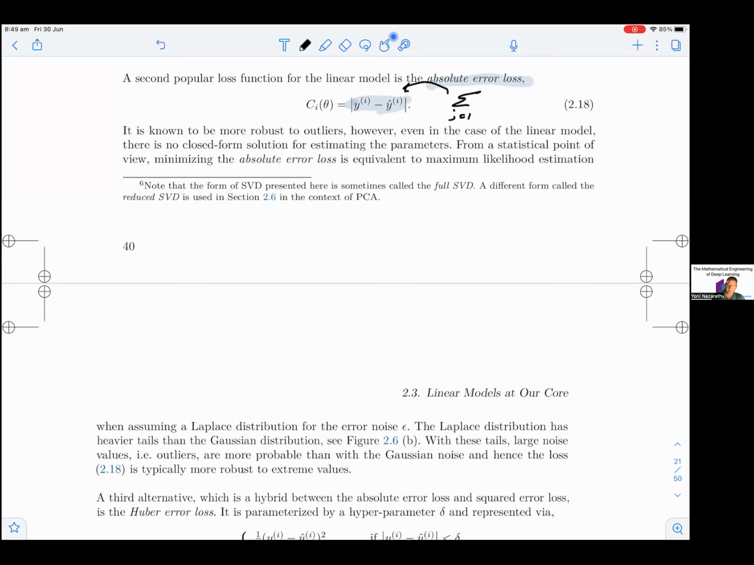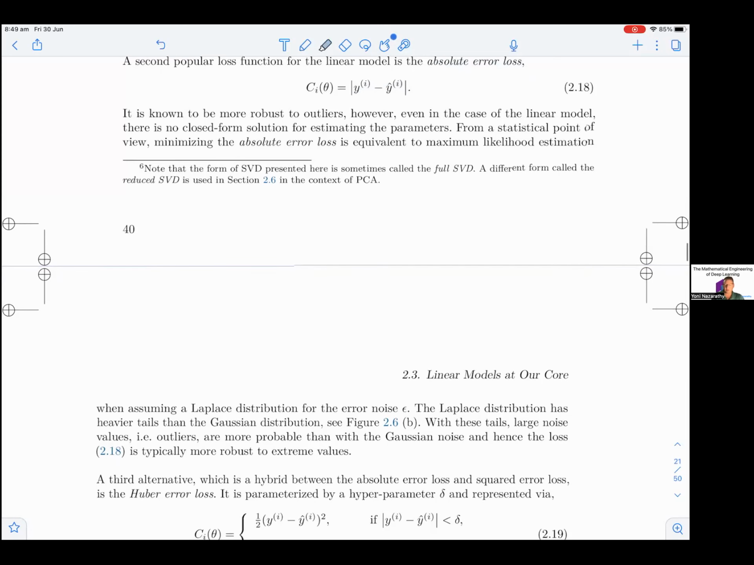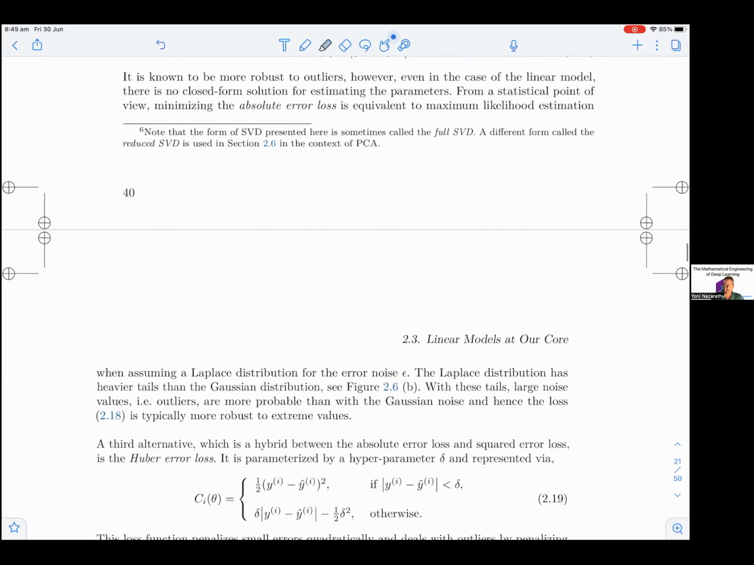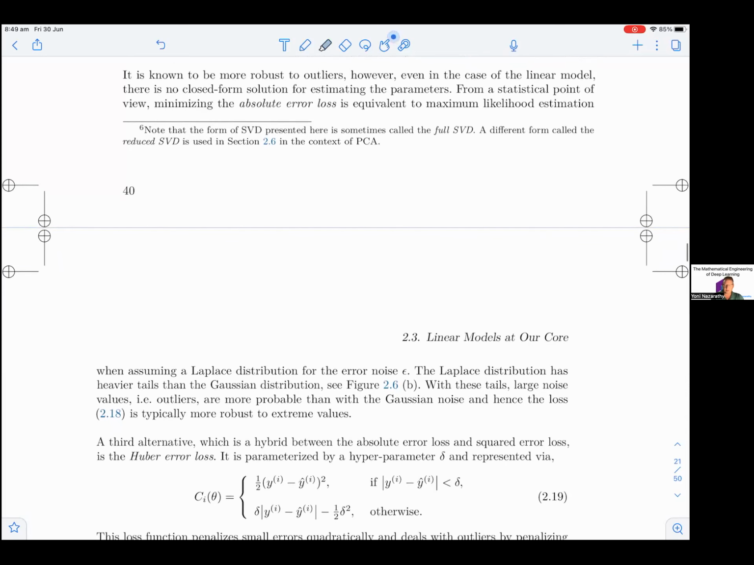Oh, sorry, I'm completely wrong because Yi is a scalar. Okay, so that's just the absolute value. Okay, the absolute error loss. It is known to be more robust to outliers. However, in the case of the linear model, there is no closed-form solution for estimating parameters.